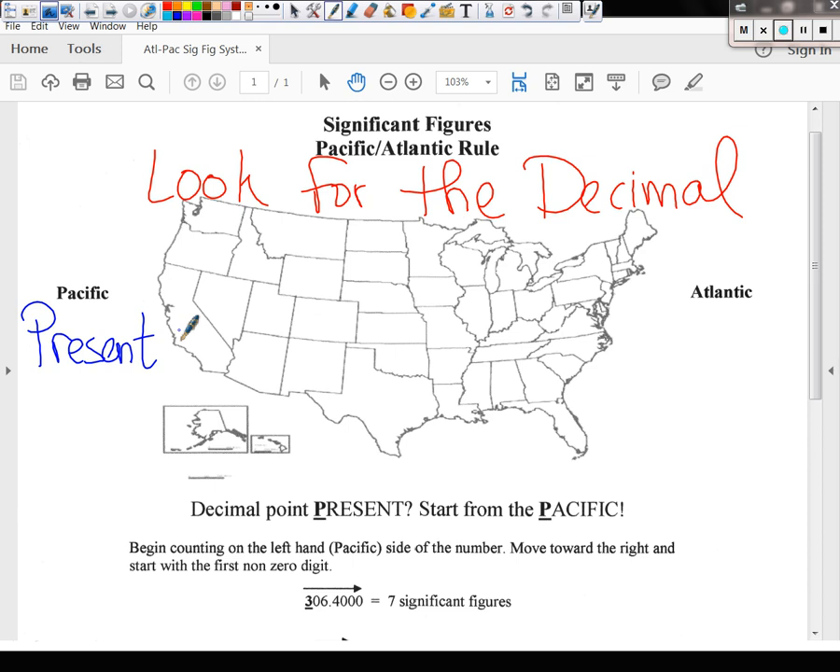Okay. Now, what coastline is our Atlantic Ocean on? The East Coast. Now, using your context clues, what word do you think we're going to write under Atlantic? Absent. Amazing.